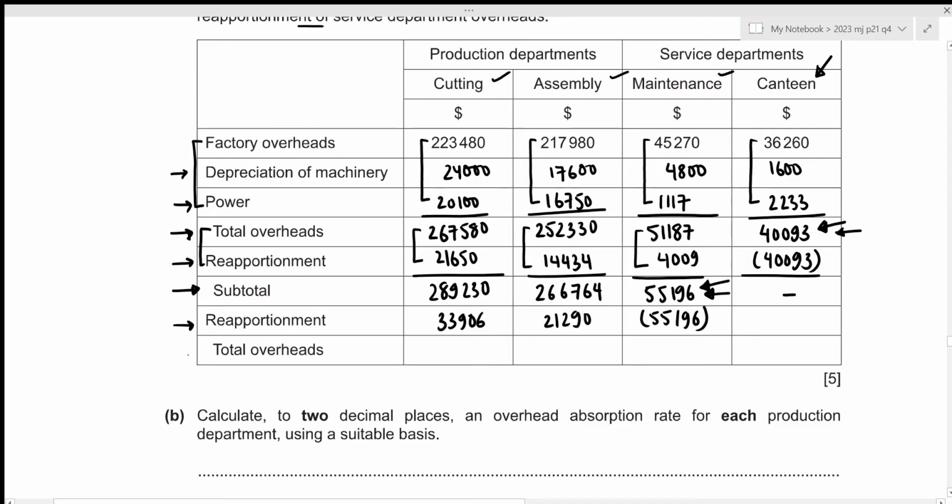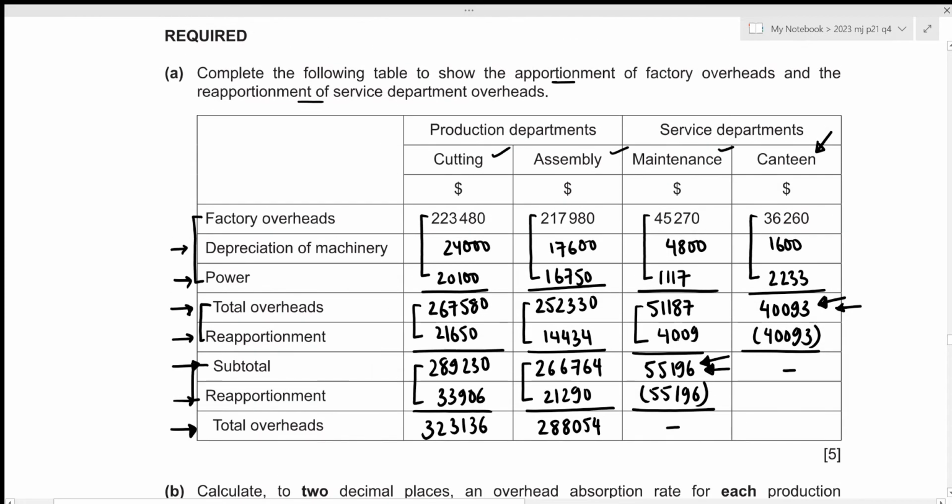Now we need to figure out our total overheads, and total overheads is just going to be the sum of our subtotal and the reapportionment. For cutting department, that will be 289,230 plus 33,906, which results in 323,136. For assembly, that's 266,764 plus 21,290, which results in 288,054. And for maintenance department, it's just going to be 0.